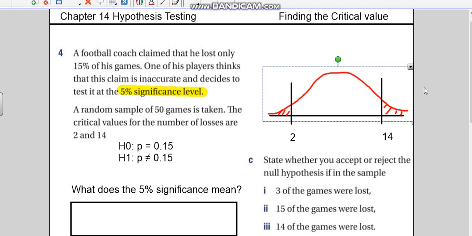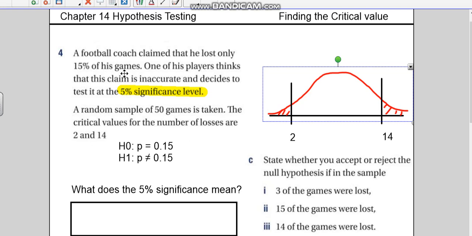So we have looked at why we would do a hypothesis test, how to set up the hypothesis, the null and the alternative hypothesis. We've looked at significance and what a critical value is, and a critical region and an acceptance region. So we're going to take it a little bit further. I've got here a question that you looked at last lesson.